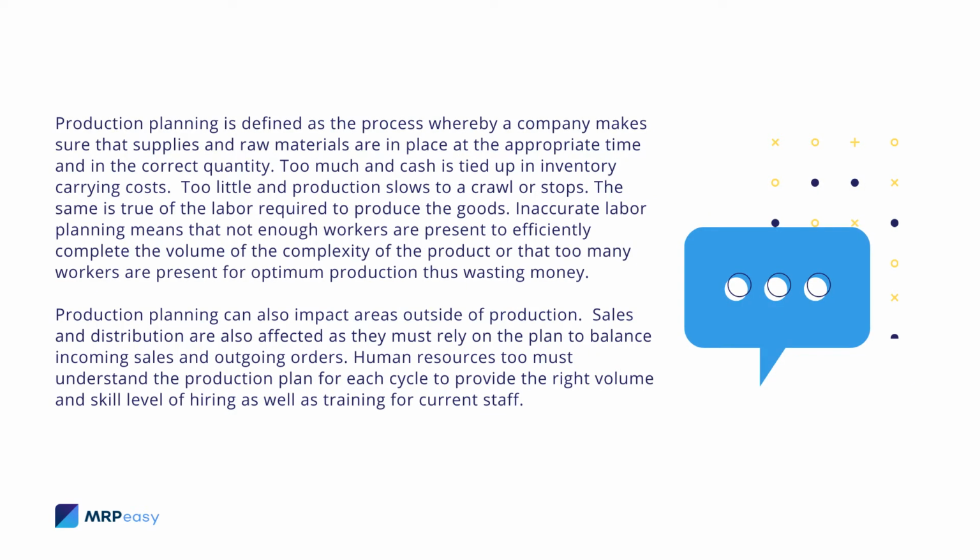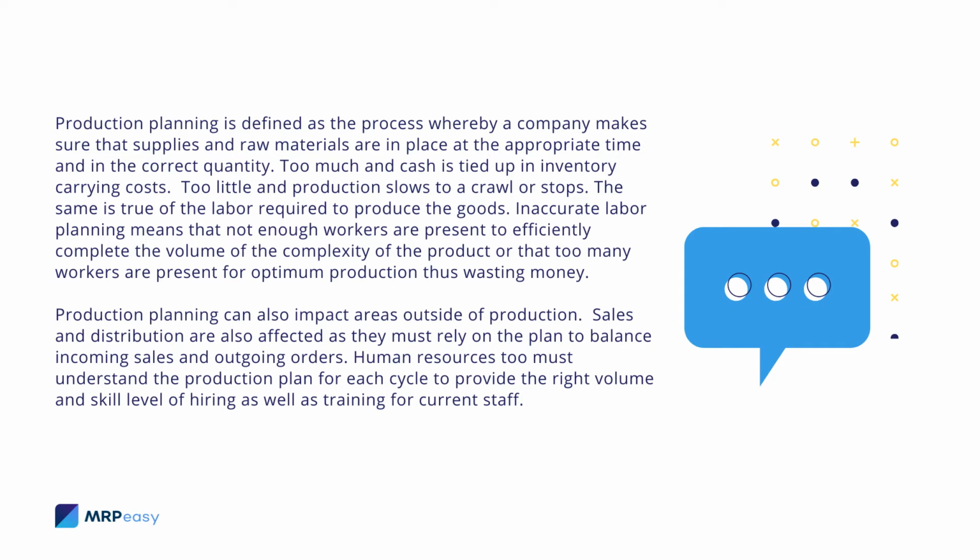Production planning is defined as the process whereby a company makes sure that supplies and raw materials are in place at the appropriate time and in the correct quantity. Too much, and cash is tied up in inventory carrying costs. Too little, and production slows to a crawl or stops. The same is true of the labor required to produce the goods. Inaccurate labor planning means that not enough workers are present to efficiently complete the volume or the complexity of the product, or that too many workers are present for optimum production, thus wasting money.